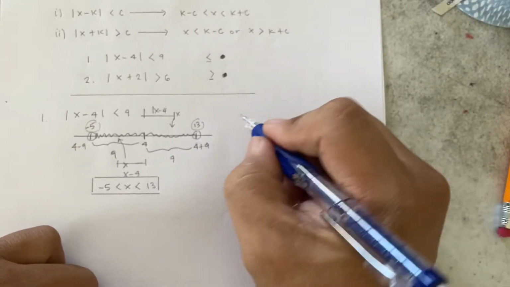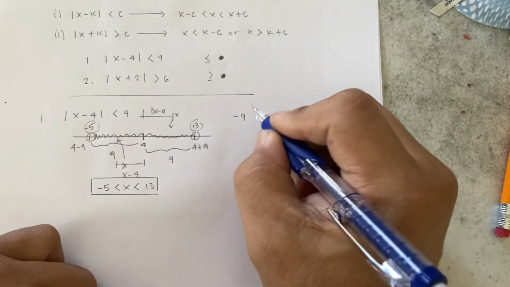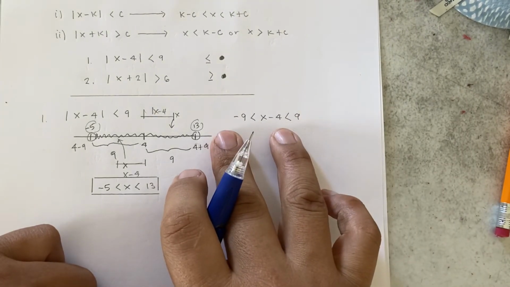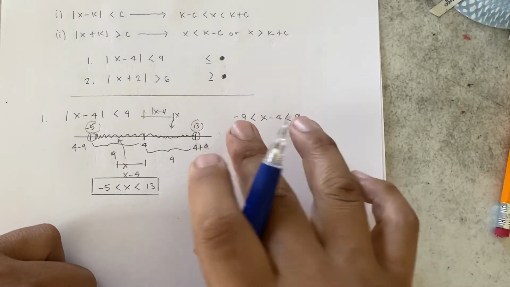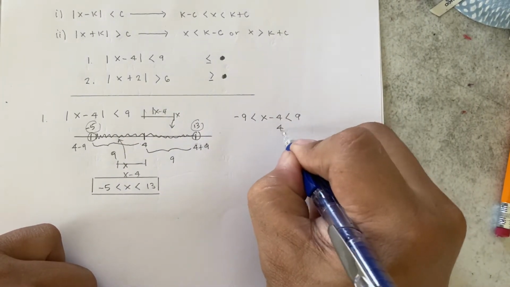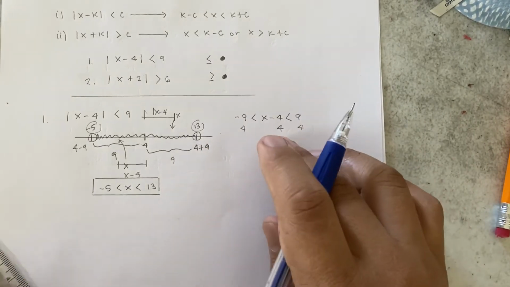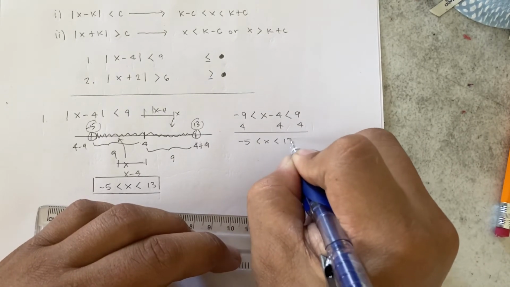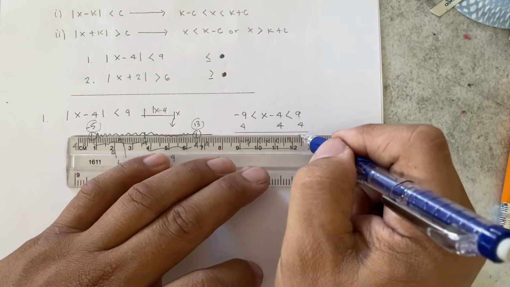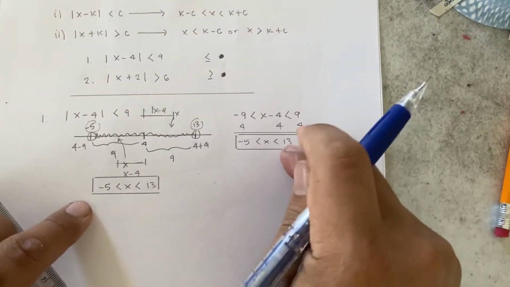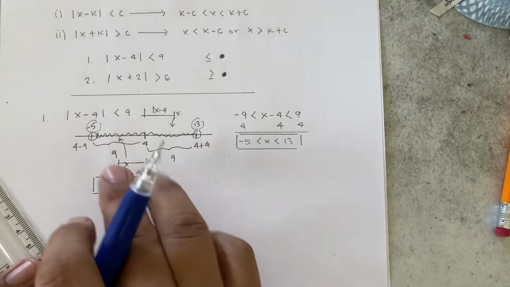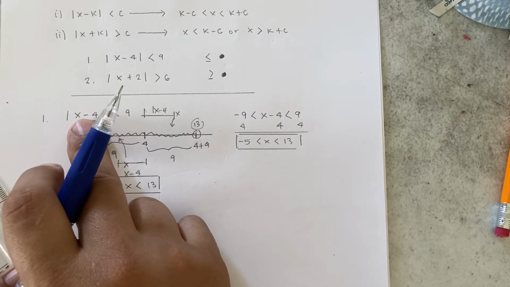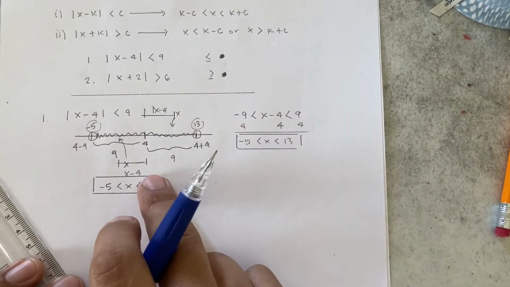The algebra way you were taught: negative 9 less than x minus 4 less than 9. They said to put it in this form first and solve for x. Add 4, 4, 4. And what we end up with here is negative 5 less than x less than 13. And notice that this is the same as that one. So we graphed the solution set based on the description and the definition of the absolute value, and used the algebra to verify your solution set.